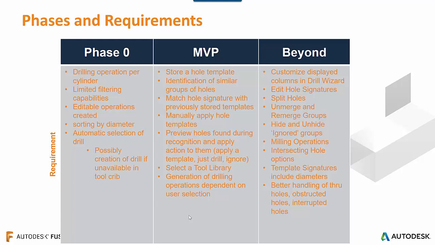So beyond that, we want to be able to edit the hole signatures. We want to be able to split the holes. We want to be able to unmerge and then, if necessary, remerge hole groups that are found in that dialog. We want to be able to hide and or unhide ignored groups. So if a group is set to ignore, give you the option to hide it. We want to be able to include milling operations. We want to be more intelligent about intersecting holes and give you some options about what you can do there. Maybe you need to slow down the feed rate and the spindle speed. Maybe you just want to ignore them.